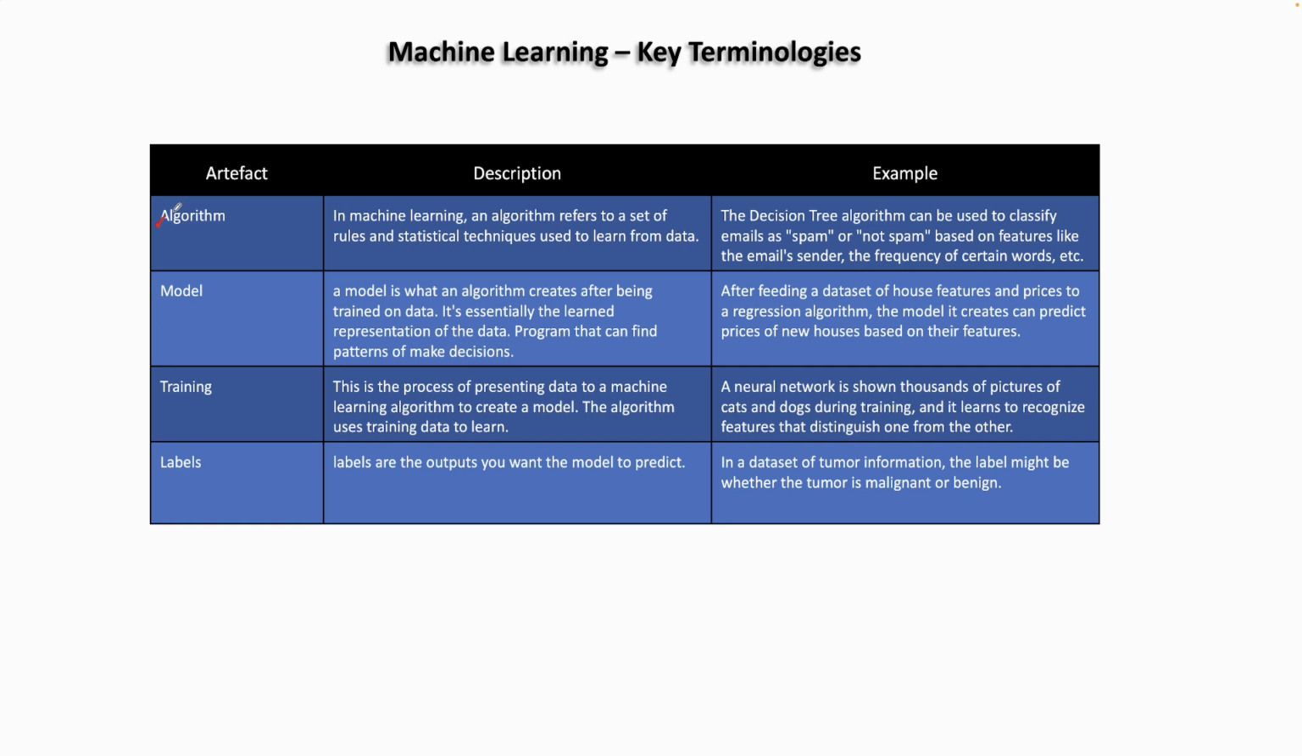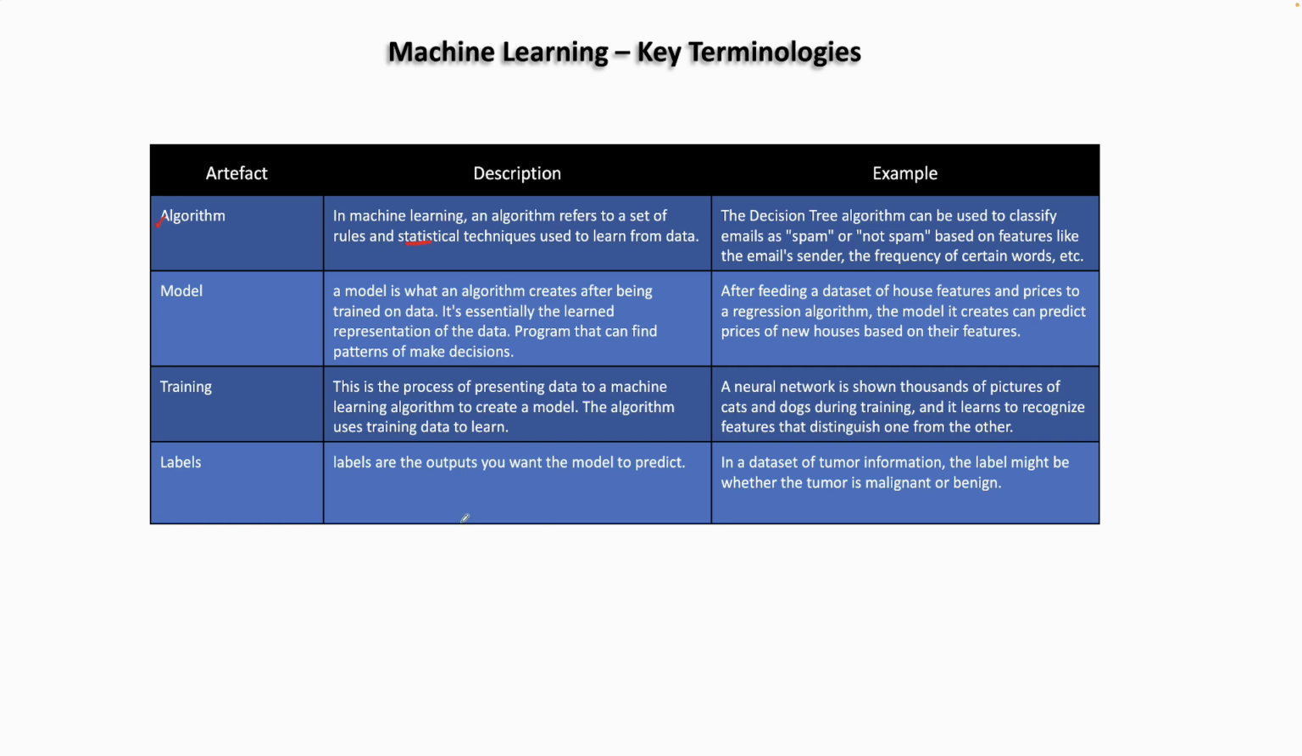What is an algorithm? Now, if I ask you a general definition of algorithm, when we used to study maths or even physics, what was algorithm? So algorithm always refers to a set of rules. And in machine learning, an algorithm refers to a set of rules and statistical techniques, right?